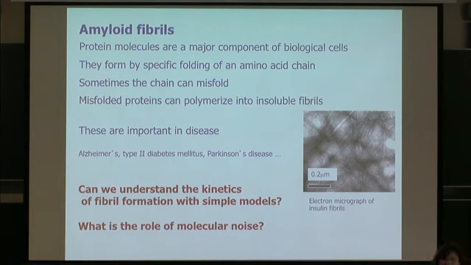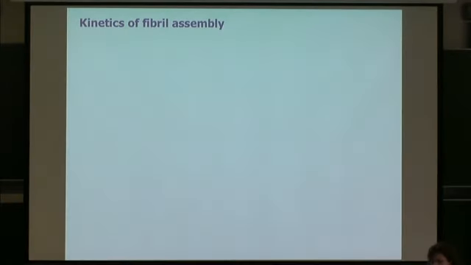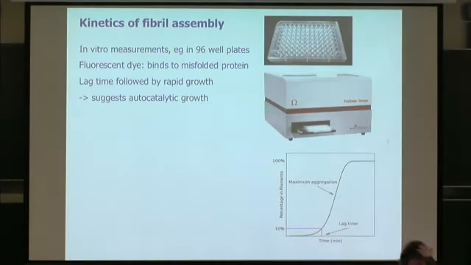So one question that we're trying to ask is, can you understand the kinetics of how these fibrils form using simple models, the kind of models that you could maybe solve analytically? And in particular, in this project, what we've been thinking about is how important is molecular noise? So how stochastic is this process of amyloid fibril formation? How does the kinetics actually work, and what do you actually do when you do experiments?